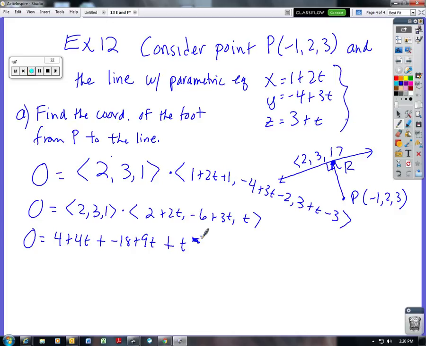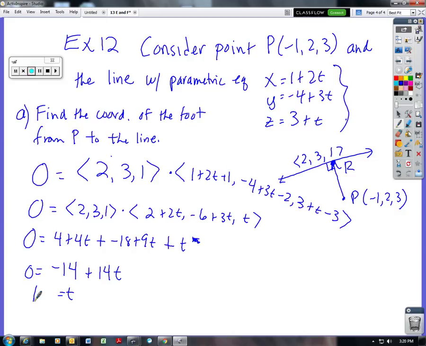Now combining like terms, I've got -14 plus 14t. They always make it so nice for us, don't they? So again, t is going to equal 1. And we have units. Oh, we're not done.